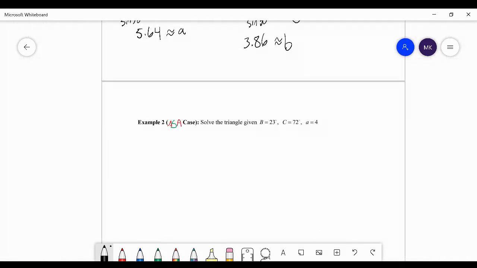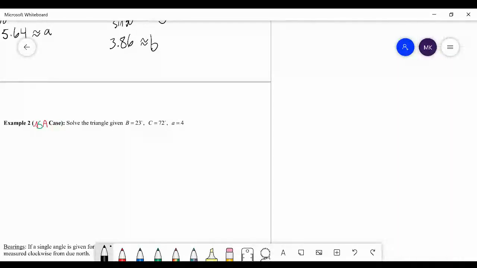Now, looking at this example here, we have angle, side, angle. We're given angle B equals 23 degrees, angle C equals 72 degrees, and side A, which is the side between angles B and C, is equal to 4. So let's draw what this triangle may look like.